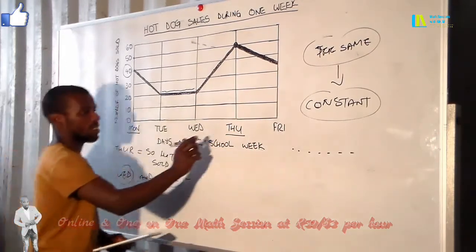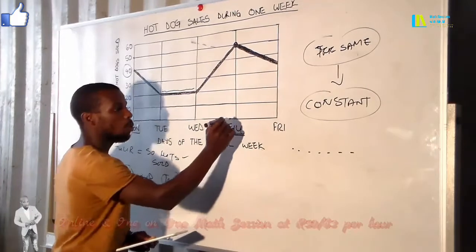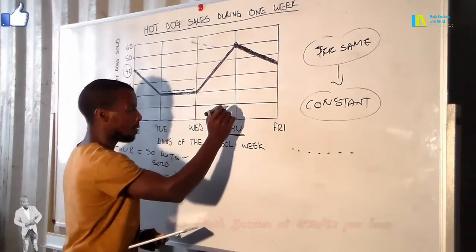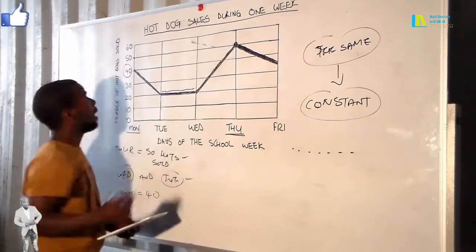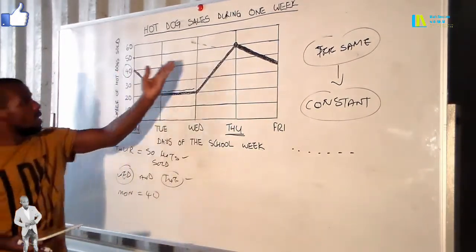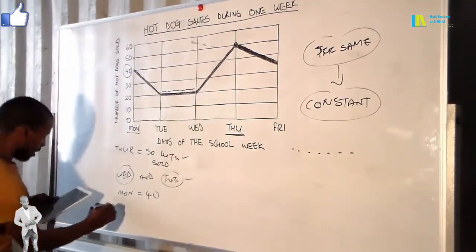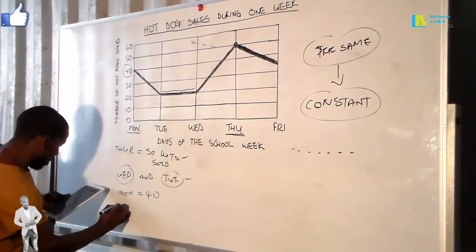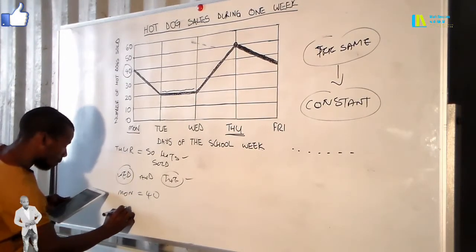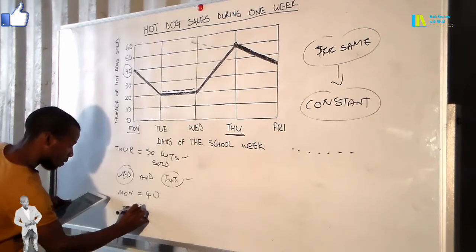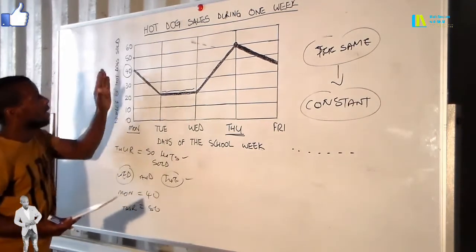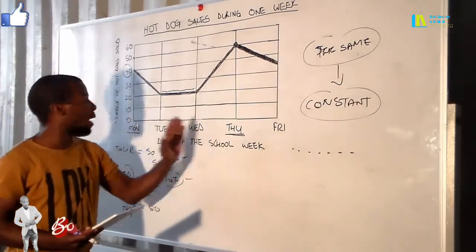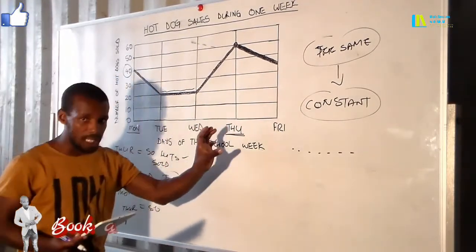And then we come to Thursday. There's our Thursday, and we go up all the way until we hit our line. Now, there's our line. It hits a place of 50. So on Thursday, we have 50 hot dogs. So now, these are the hot dogs that we have on Monday and Thursday.